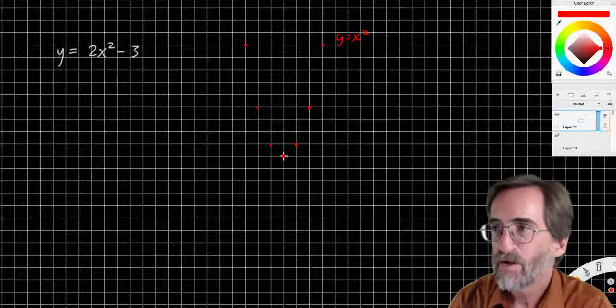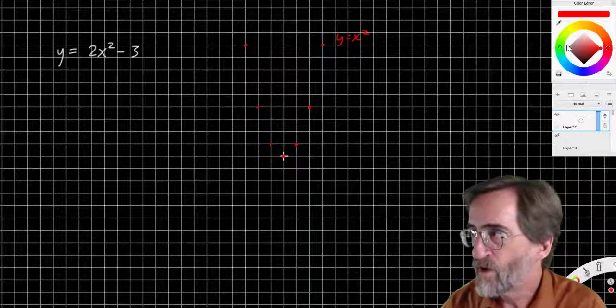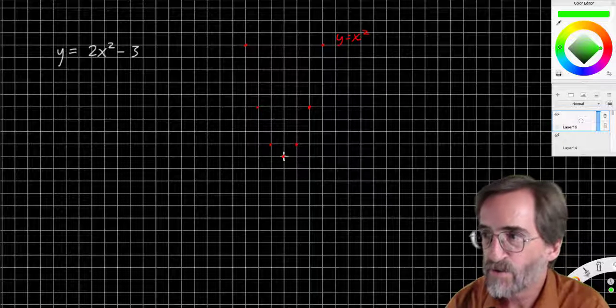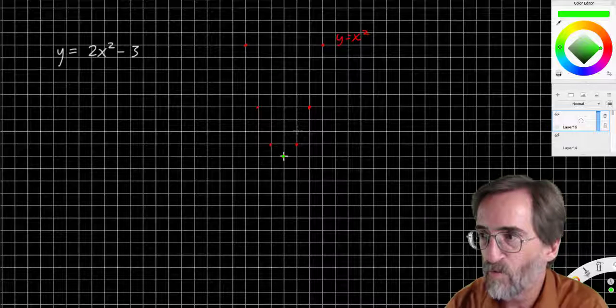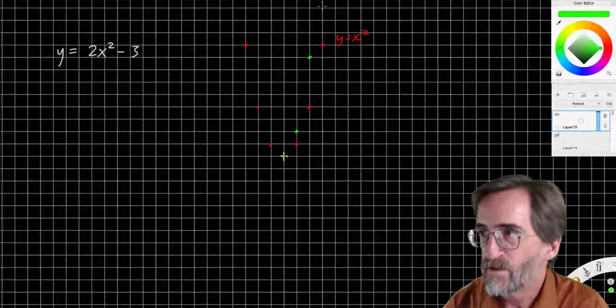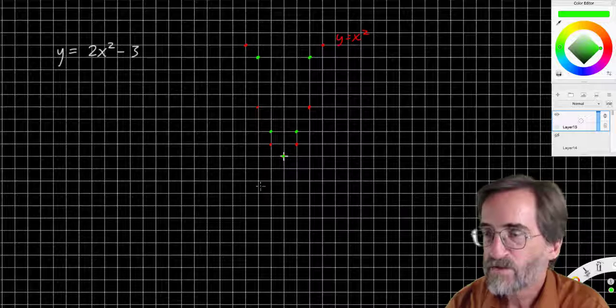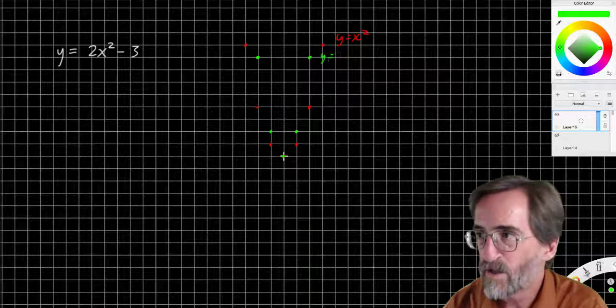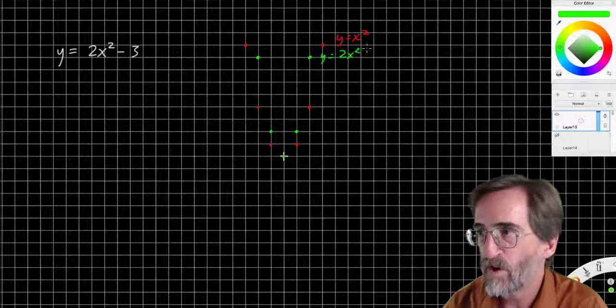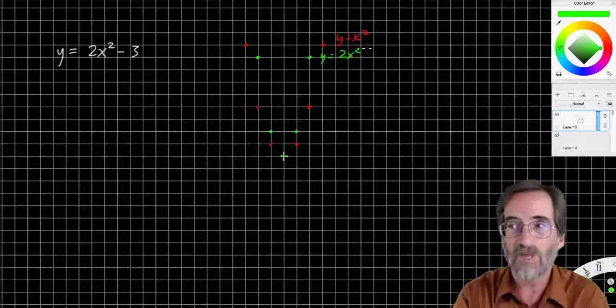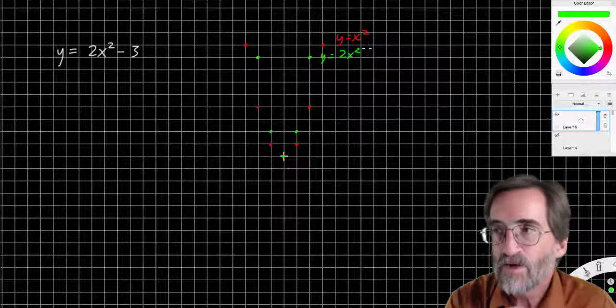Okay? The 2x squared is going to make everything twice as tall. 0 is twice as tall as 0, 1 twice as tall is 2, 4 twice as tall is 8, and 9 twice as tall is 18, which goes off the page. All right, so the green represents y equals 2x squared. Everything is now twice as tall. Notice how it makes the parabola skinnier because it's taller.